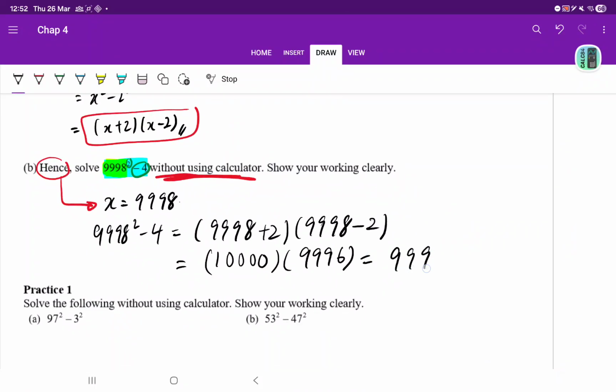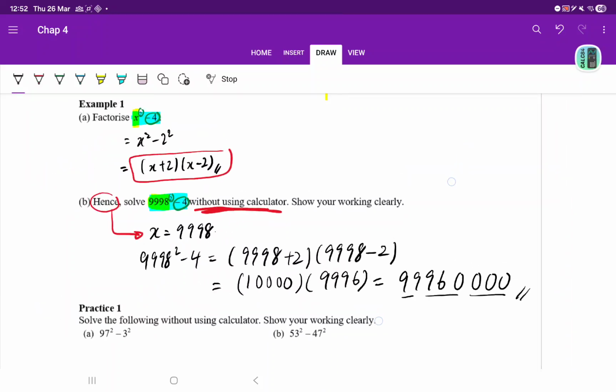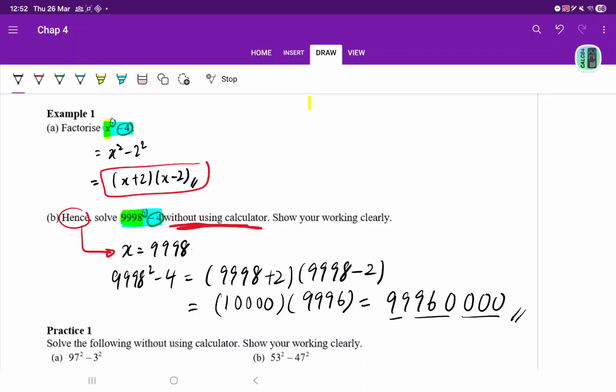Okay, so 9996 with 1, 2, 3, 4 zeros. So the answer is 99,960,000. I zoom out just to show you that this is the standard. First, you have something that you can factorize using the algebraic identity. Then in the next part, you're supposed to find out what the x or the y is, so that you can use it to solve the next question.